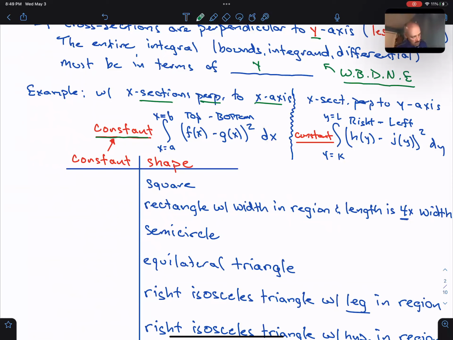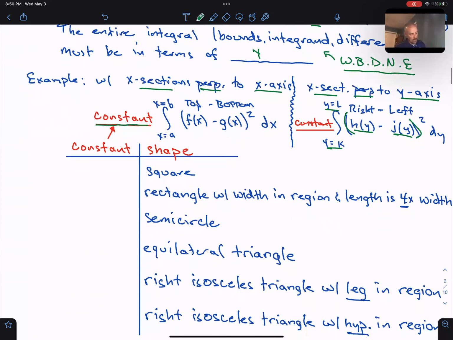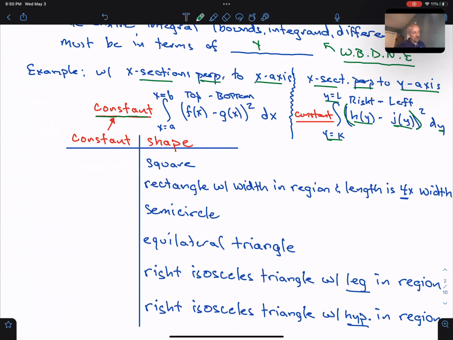Same kind of thing if we do cross sections perpendicular to the y-axis. This is a little bit more rare. It's going to be a similar thing. Our bounds are going to be y values. Our integrand is again going to be a difference squared, but this time the functions are in terms of y, and it's going to be h of y, the right function, minus the left function. Again, since we're squaring it, right and left don't matter mathematically, but we like to stay consistent. And then the differential is dy.